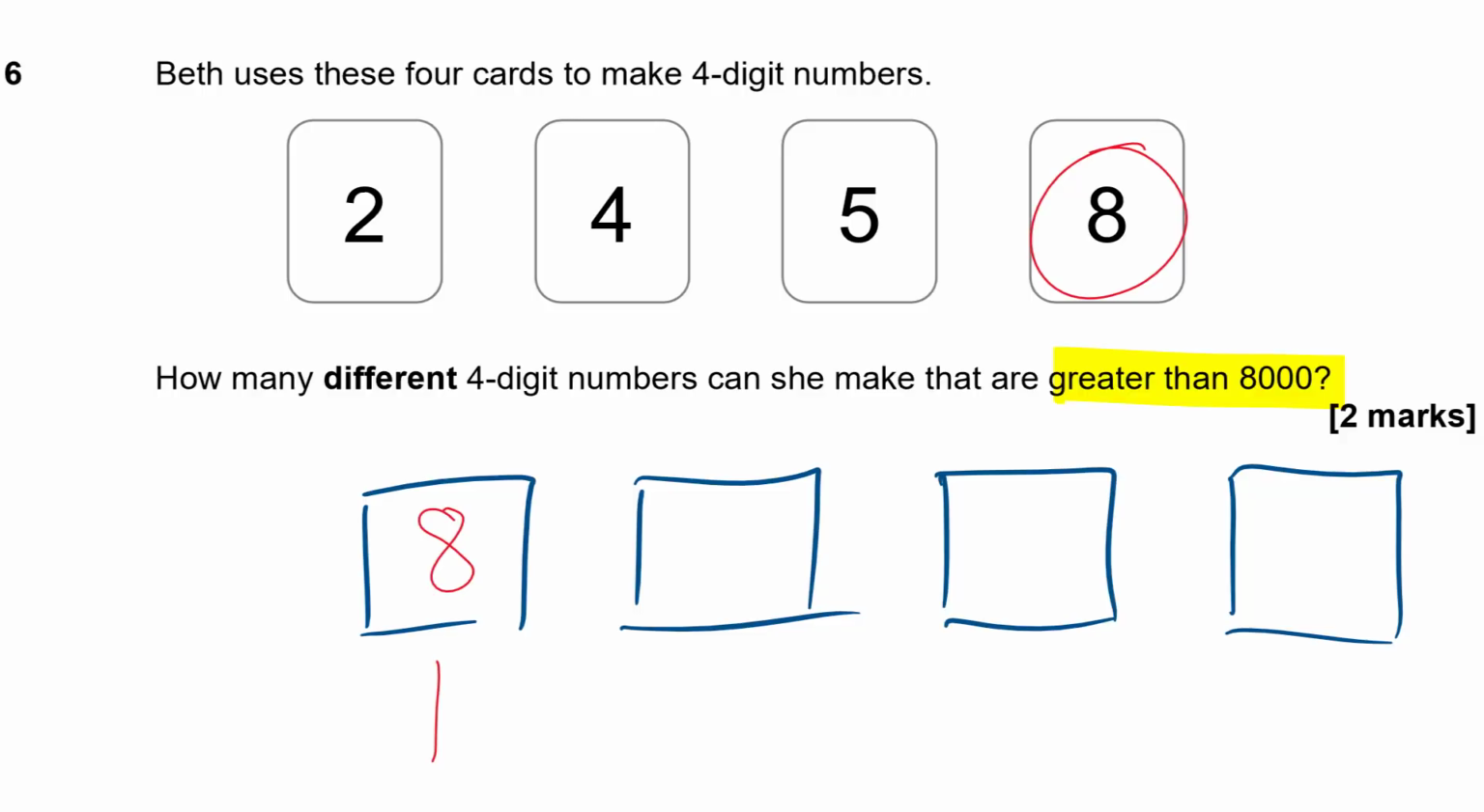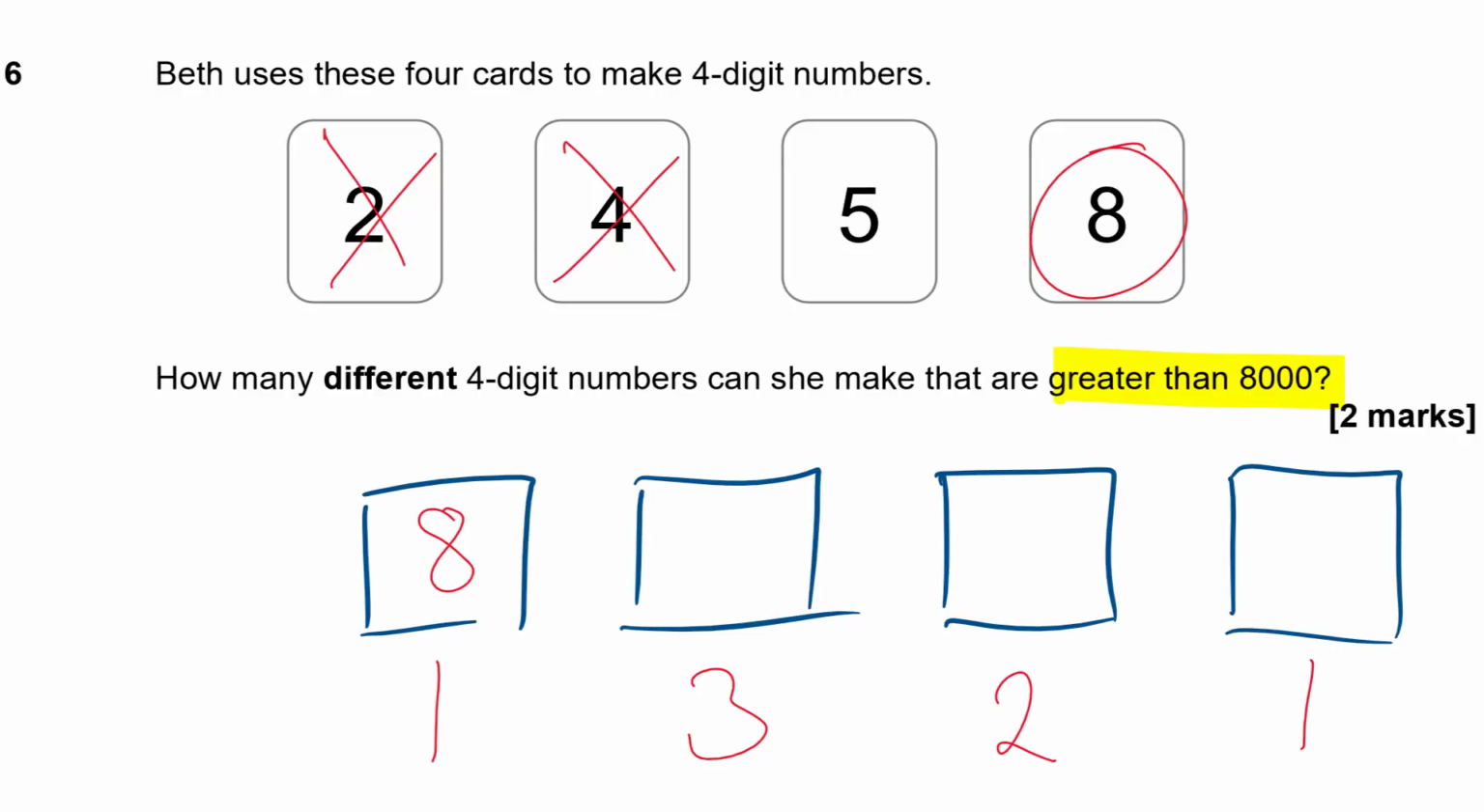Right, what's the next digit? The next digit could be any of the other 3 numbers. So I've got 3 choices for that one. It could be the 2 or the 4 or the 5. So let's say I pick the 2. How many choices have I got left for the next choice? I've got 2 choices. Let's say I pick the 4. How many choices have I got left for the last one?